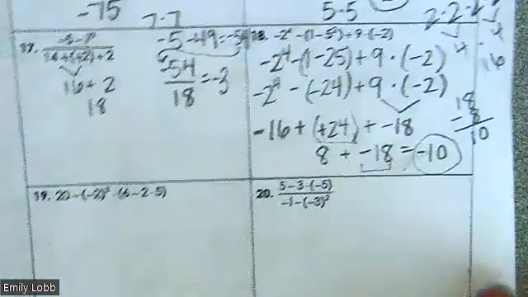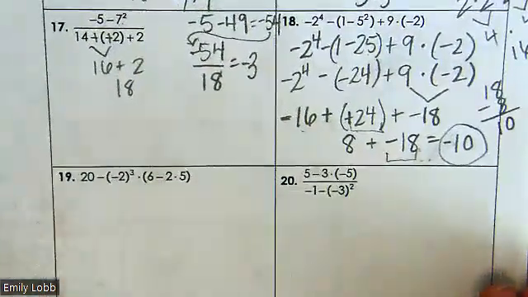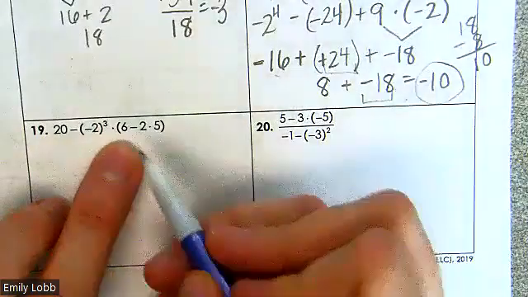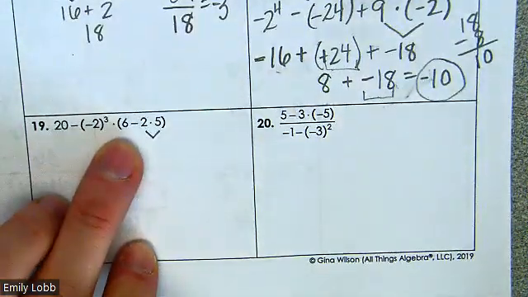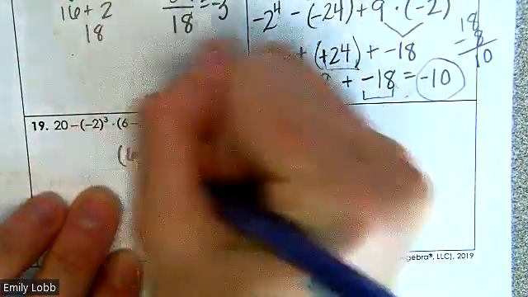A lot of work to get just a little number, right? All right, woo! That's a lot. Inside these parentheses, we need to multiply first. Bring down the rest.